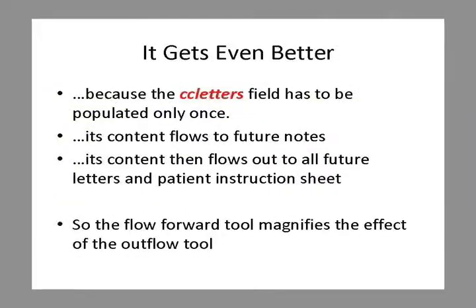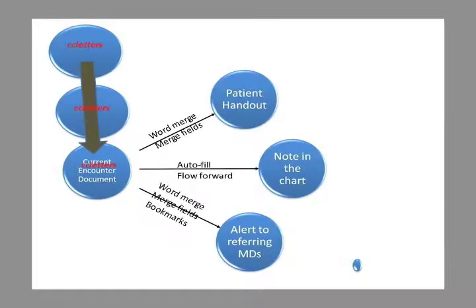So it gets even better because CC letters has been populated only once. Its content flows on into the future. It's one of these pieces of information that's this cloud of information following the patient wherever they go. But its content flows into notes, and then its content drives your workflow so your staff know who gets a CC on this patient's letter. So it's two tools magnifying each other, basically. Graphically, CC letters, again, is a separate field existing in an encounter, flows forward, and then flows out.